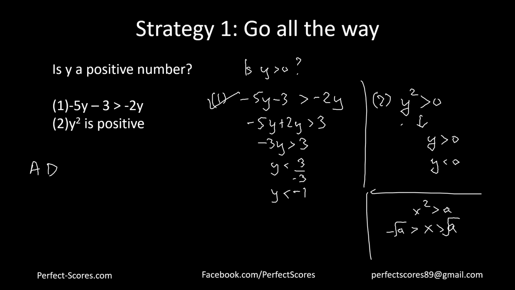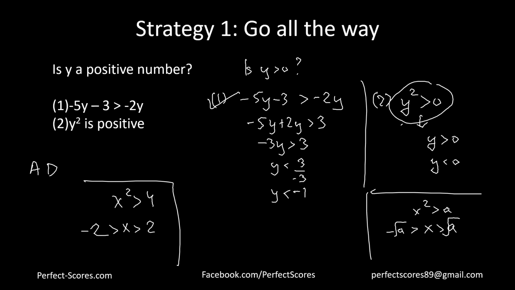So this is just a conceptual thing that I want to tell you. If I say x squared is greater than 4, that means x is either greater than 2 or less than negative 2. So you can actually break this complex thing into this. Did you guys understand this?